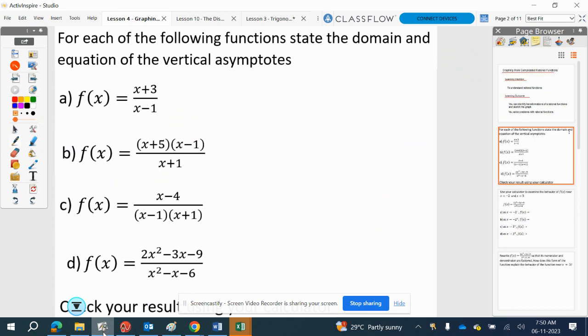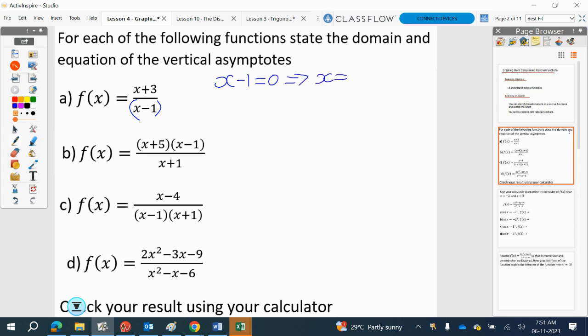What is the domain of a rational function like this one, and what are the vertical asymptotes? So the vertical asymptote is created by a divide by zero here in the denominator. So to find the vertical asymptotes, we simply take the denominator, set it equal to 0, and solve. This gives us a vertical asymptote of x equal to 1.